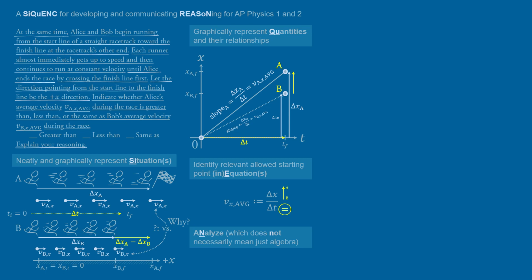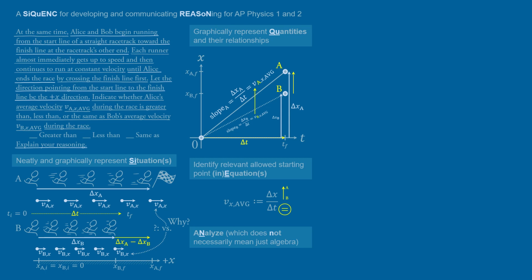In the graph of position versus time, we can see that Alice's greater displacement implies that Alice's plot has a greater slope, and thus that Alice's plot represents an average velocity that is greater than the average velocity represented by Bob's plot. We use large letters to emphasize that the slope of Alice's plot is greater than the slope of Bob's plot.